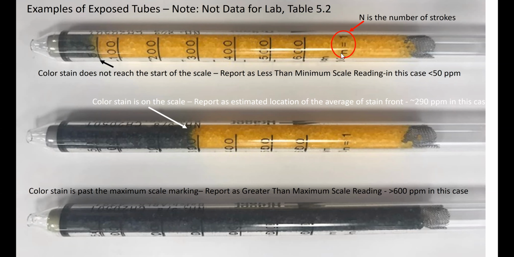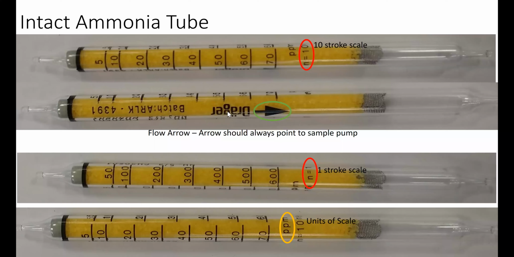In this case, you can see here's my N. N is the number of strokes the tube uses. And in subsequent pictures, you can see this tube has a 10-stroke scale and a 1-stroke scale. Notice there's a difference in the units. The arrow always indicates to me which direction my airflow is. These are all intact, unopened tubes. And then my units of scale are down here at the bottom as well.